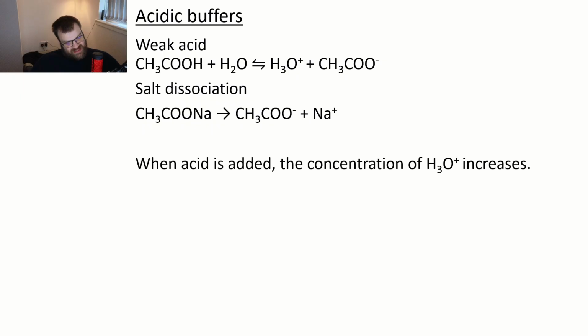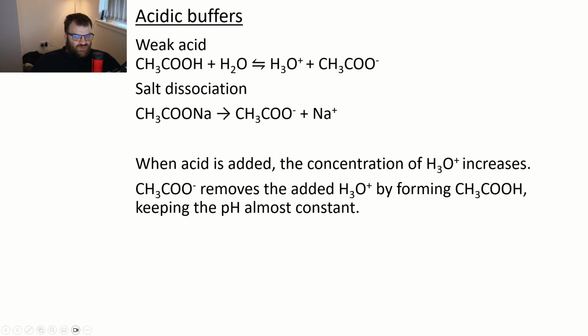On the other side, if we're adding an acid, the concentration of hydronium ions increases. And then the equilibrium would shift to the left. CH3COO negative, the conjugate base, would react with it to form more of the weak acid. So it's able to remove the excess hydronium ions and form more of the weak acid, keeping the pH constant. Again, there's only so much it can cope with. So if there's large volumes, it wouldn't work.